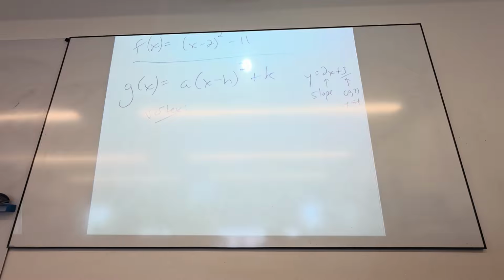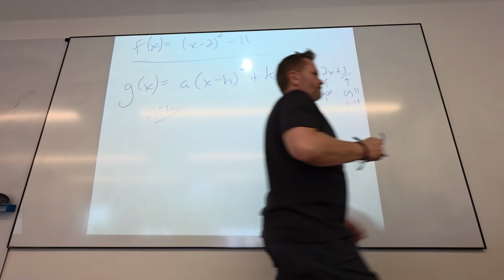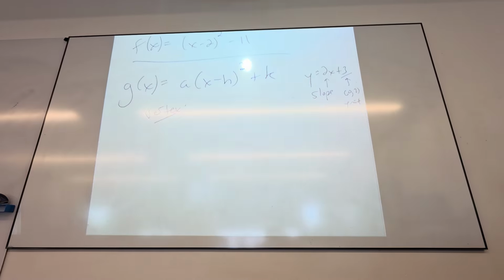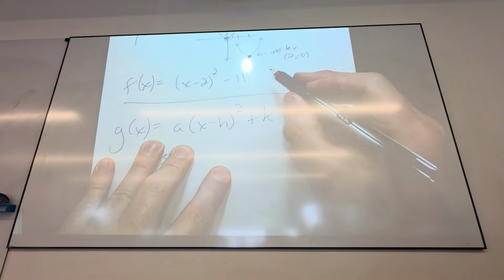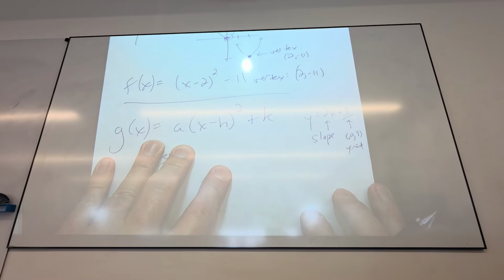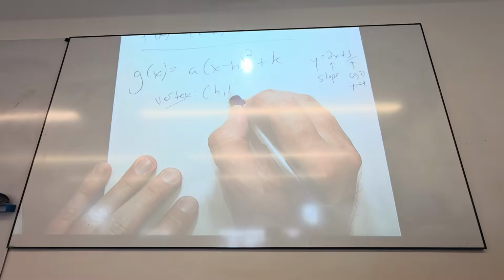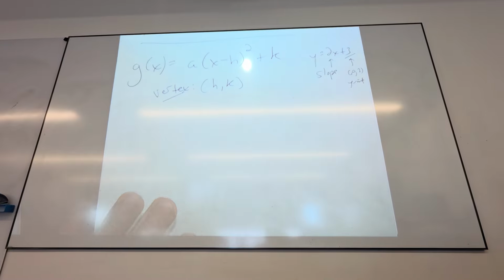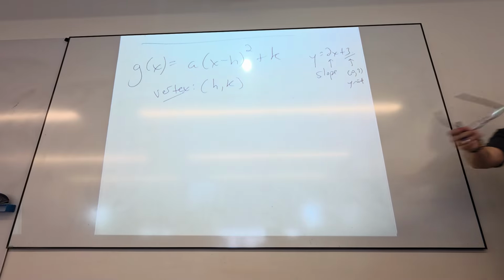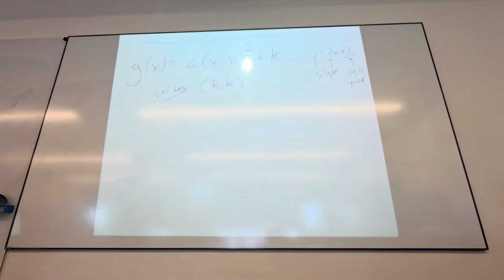H, 0. Now it goes up K. What point is it at now? HK. Well, how does that relate to this guy? This vertex was 2, negative 11. So this vertex is HK. Just because that's how it moves. It starts at 0, 0, so how it moves is exactly where the vertex is.